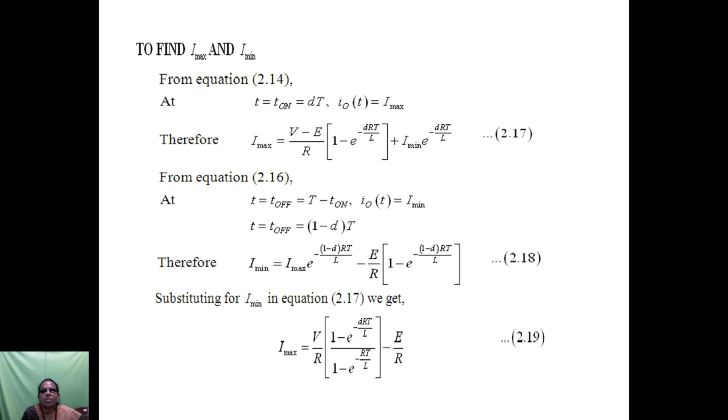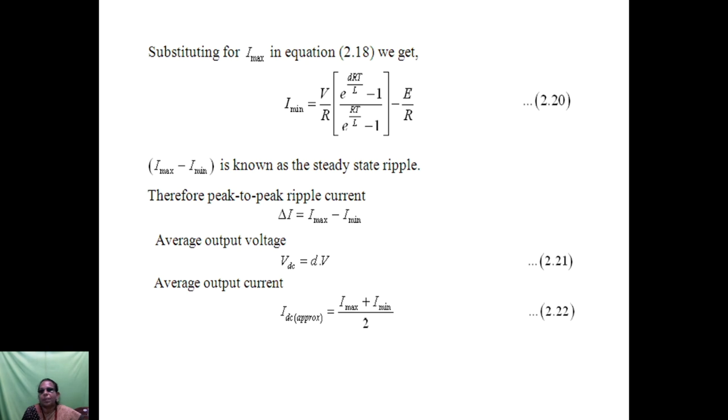Now, T is equal to T off, that is T minus T on, and I0 of T is equal to I minimum. T is equal to T off, which is equal to (1 minus d) into T. So, I minimum is equal to I maximum into e power minus (1 minus d) RT by L, minus E by R into (1 minus e power minus (1 minus d) RT by L). So, I maximum is equal to V by R into (1 minus e power minus dRT by L) divided by (1 minus e power minus RT by L), minus E by R. So, I maximum is equal to V by R into (e power dRT by L minus 1) divided by (e power RT by L minus 1), minus E by R.